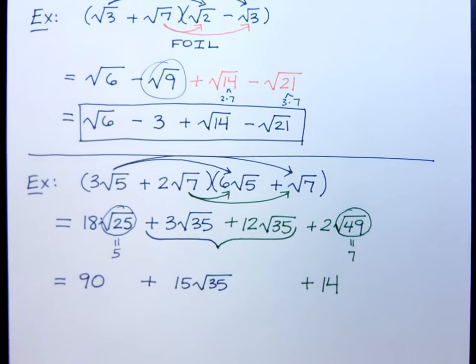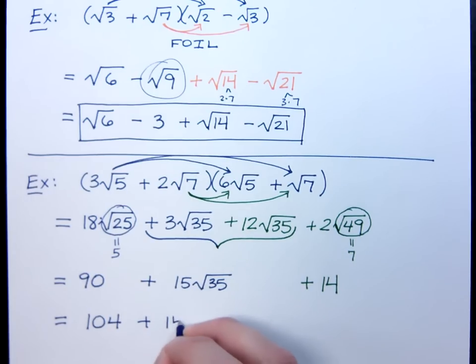Is there anything else I can do in this problem? You can add the 90 and the 14. Add the integer values, so that gives me 104 plus 15 square roots of 35. Oh, that's not so bad.